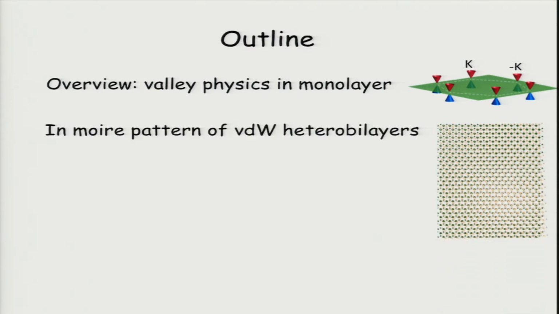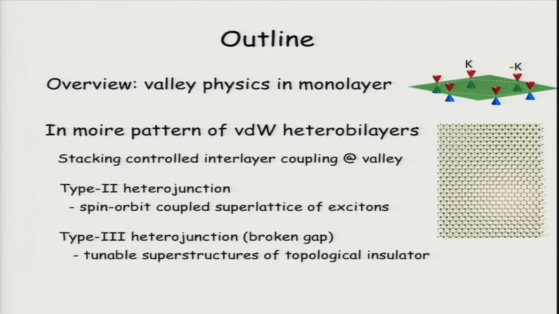When you stack different building blocks on top of each other, naturally they will form a Moiré pattern because of the lattice mismatch and the inevitable misalignment between the crystalline axes. Because the carriers are now localized at the valleys instead of the usual gamma point, we show that the way interlayer coupling happens is controlled by the stacking. So in the Moiré pattern, you have different interlayer atomic registry at different places, and the properties, depending on this stacking, will lead to laterally modulated properties.